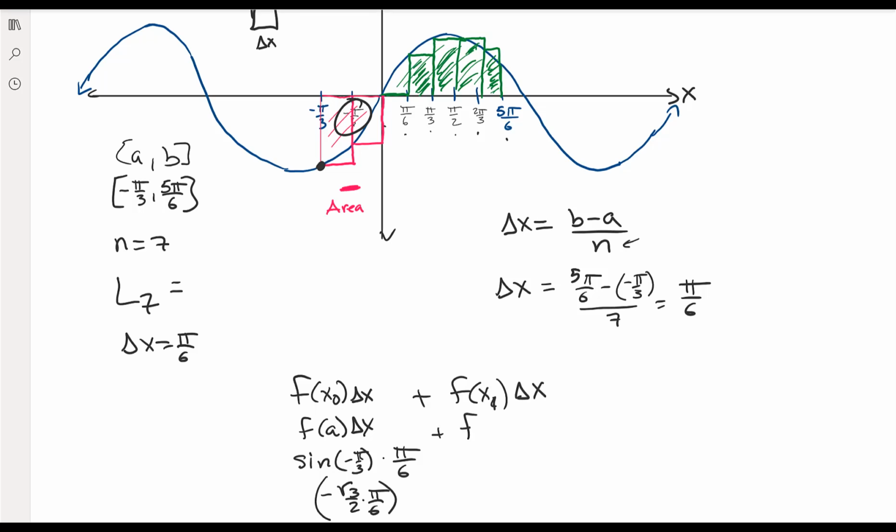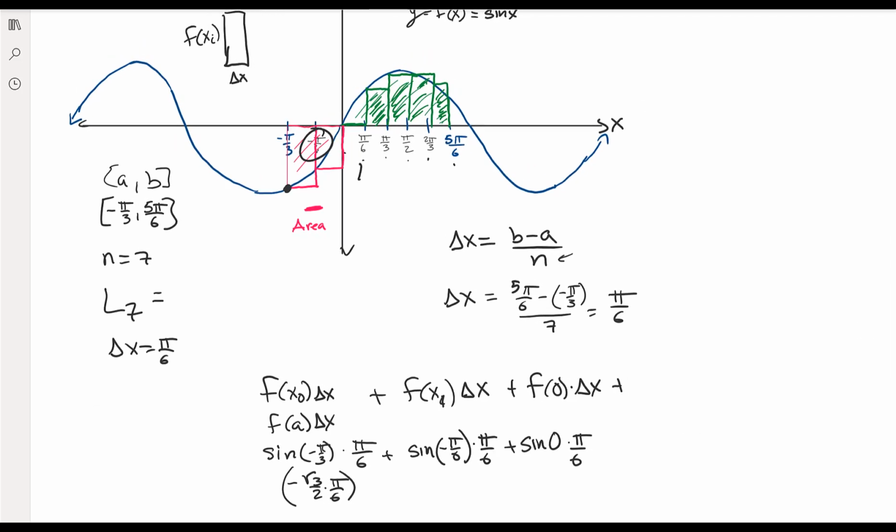I'm not going to write all of this in there. Let's just keep going down to the next. This is going to be plus sine of, and we pop in -π/6 times our change in x, which is π/6. Plus, we move to our next one, and that's f of 0 times our change in x. So that's plus sine of 0 times our change in x. We keep going. We just keep going to the next number, to the next number, to the next number.